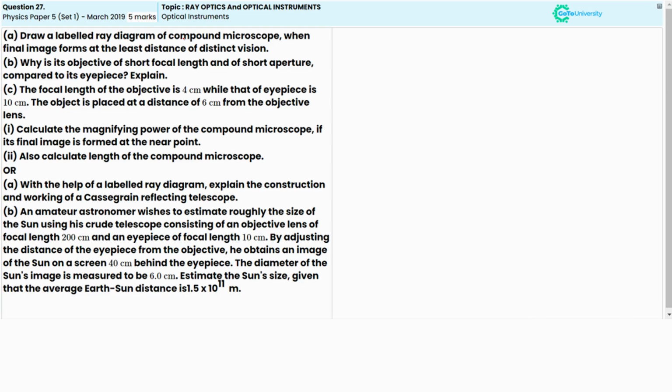Draw a labeled ray diagram of compound microscope when final image forms at the least distance of distinct vision. This is the compound microscope we are going to use. It is used for observing highly magnified images of teeny objects. With a normal microscope, we can see objects only at some particular zoom. But with the compound microscope, for very teeny objects, we can see a magnified image. Now we'll see how it works.